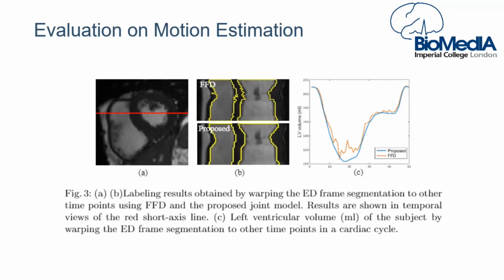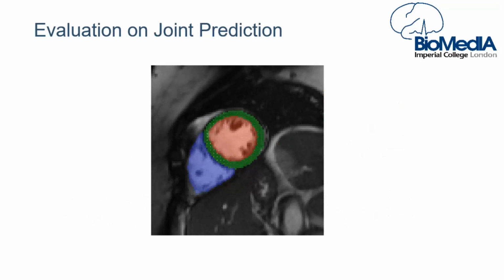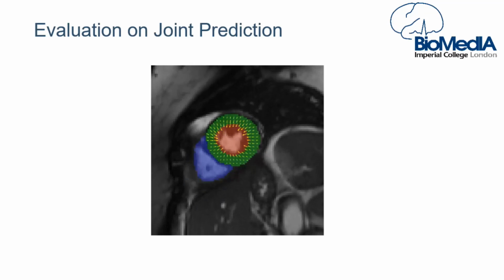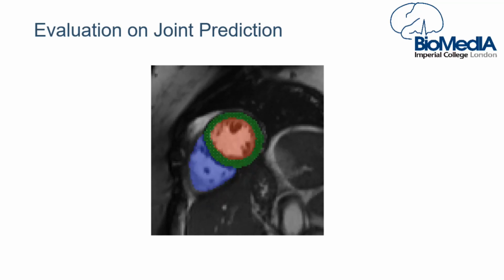Again, we show this example where we simultaneously predict the segmentations and motions. We overlay these segmentations and motions on the images of a cardiac cycle. Note that we actually estimate the dense transformation fields, but to have a better visualization, we just show sparse representations here around the myocardium. So this looks good.